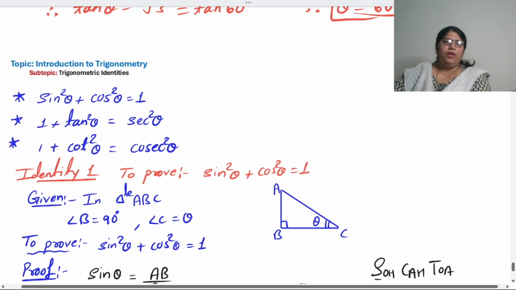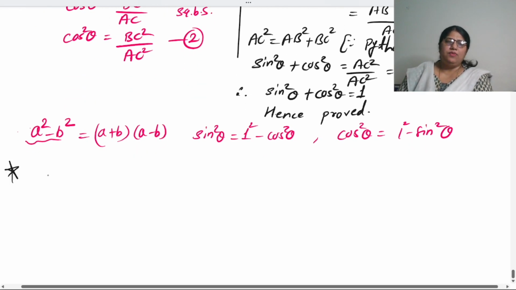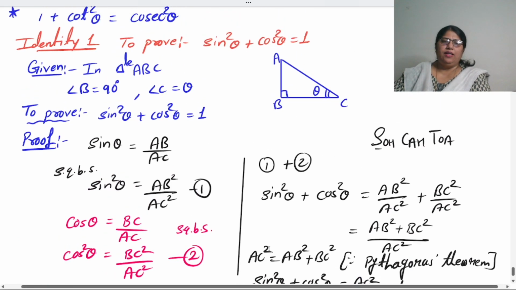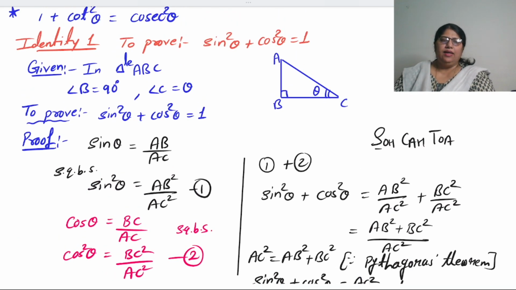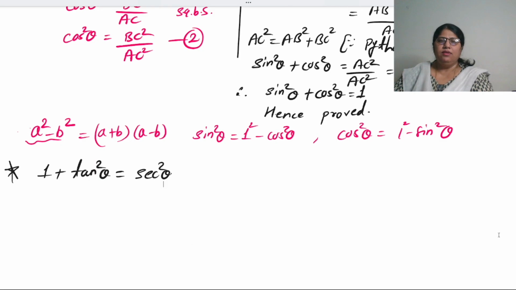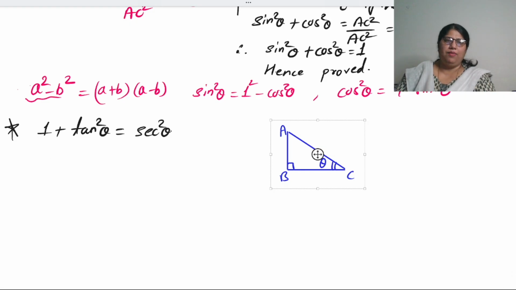What is your second identity? 1 plus tan square theta is sec square theta. Generally, you don't get the proving of these two identities, but let us see here: 1 plus tan square theta is equal to sec square theta. Now, in the same way, if I take this triangle ABC, again angle C is your angle theta, right? So let us find out the values of tan theta and sec theta for the same, right? So here you can write down given and to prove. I'm just taking the proving part here.